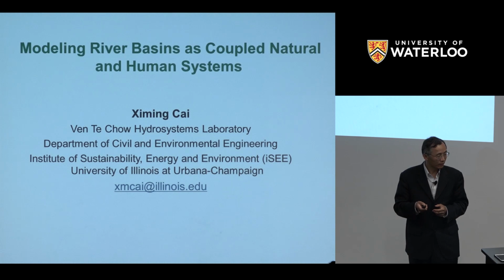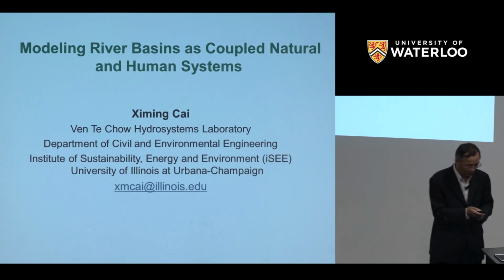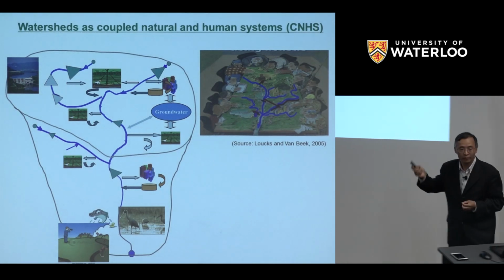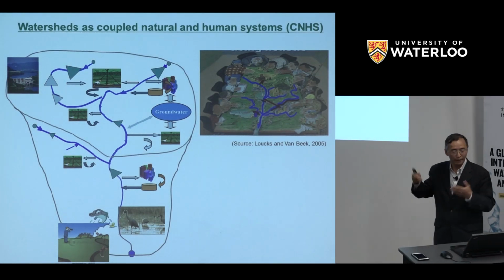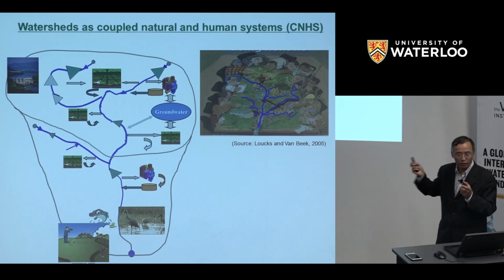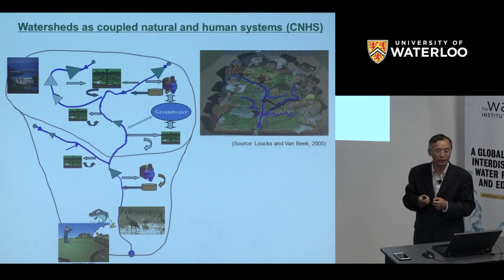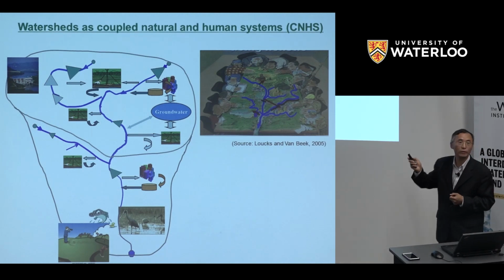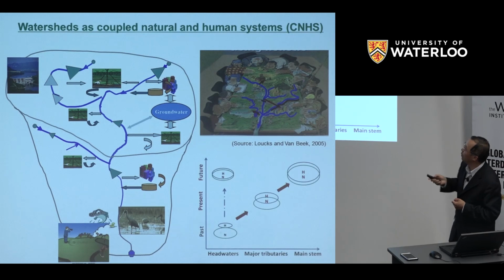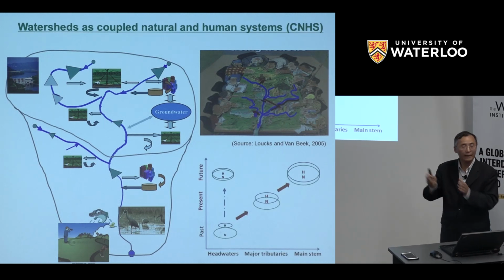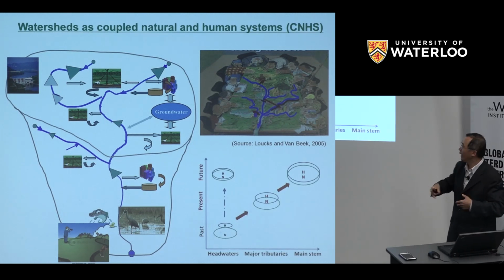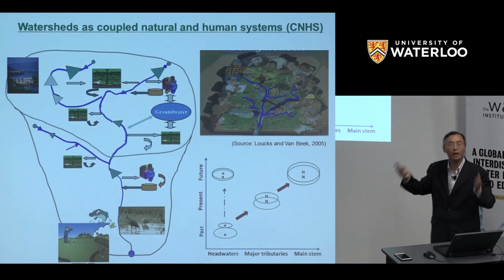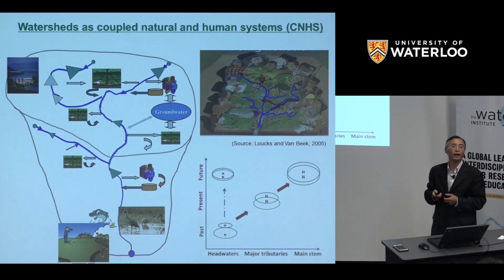We can model a river basin as a coupled nature and human system. With socio-economic development, the coupling of human and nature components has expanded from local to sub-watershed and to the entire watershed scale.